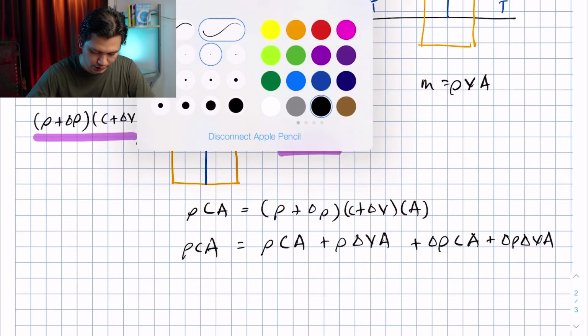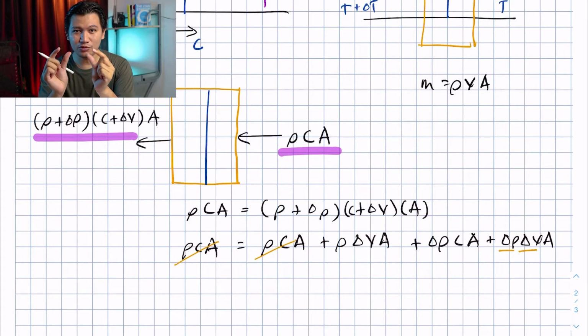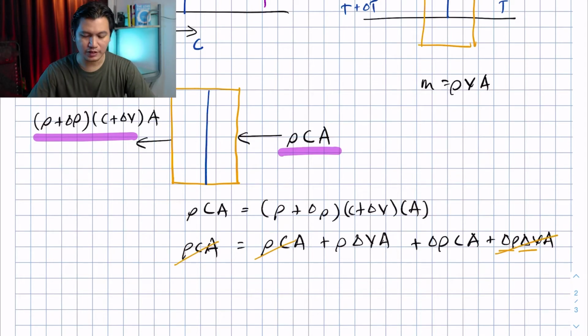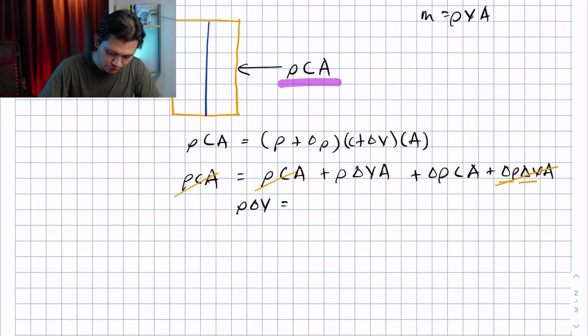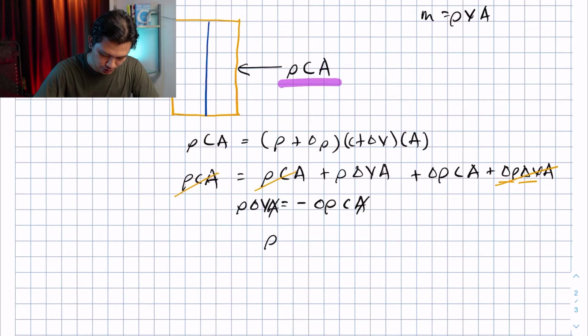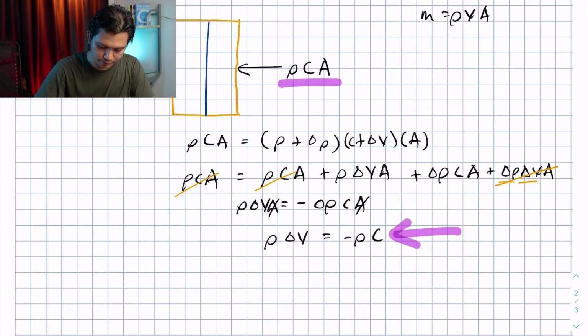Immediately there are a few things that you can cancel out. Rho c A and rho c A cancel out each other. Then delta rho delta v: delta is a small change, so when you have two deltas together, it is safe to neglect it, because it's going to be too small to calculate. So I'm going to cancel this out as well, and we end up with something quite simple, which is rho times delta v equal to minus delta rho times c times A. Sorry, this is A, and you can cancel A out. So this is rho delta v equal to minus delta rho times c. This is the equation that we get from the continuity equation from our control volume analysis.